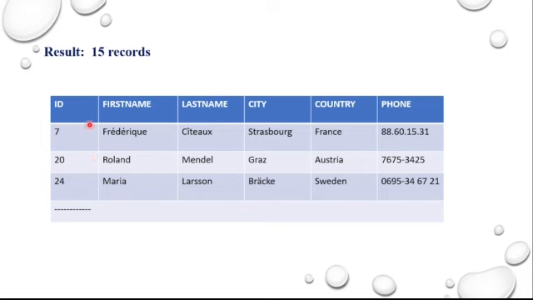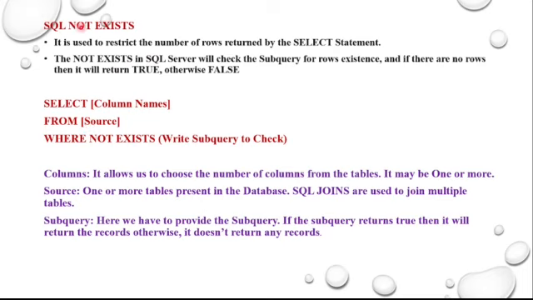Continuing, let's go for NOT EXISTS. It's quite the opposite of EXISTS. The columns are used to choose the number of columns from the source tables present in the database, and here we have to provide a subquery. If the subquery returns true, then it will return the records, otherwise it does not return any records.